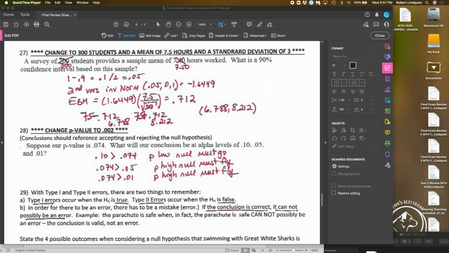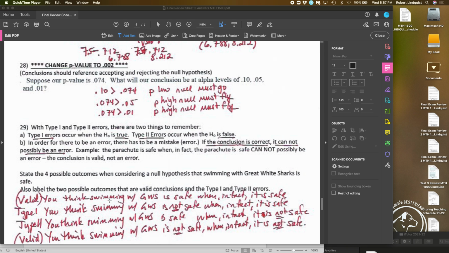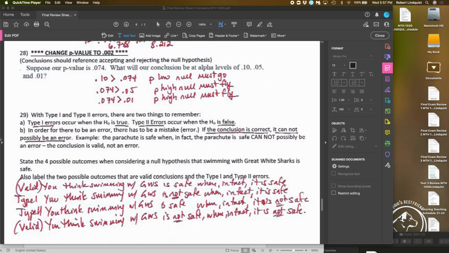Okay. Number 28, let's draw some conclusions based on the p-value. So suppose our p-value is 0.074. How will our conclusion be affected by alpha levels of 0.10, 0.05, and 0.01? Well, 0.074 is less than 0.10. And remember the saying, if p is low, the null must go. So the p is actually lower, 0.074 being lower than 0.10, so the null hypothesis must go.